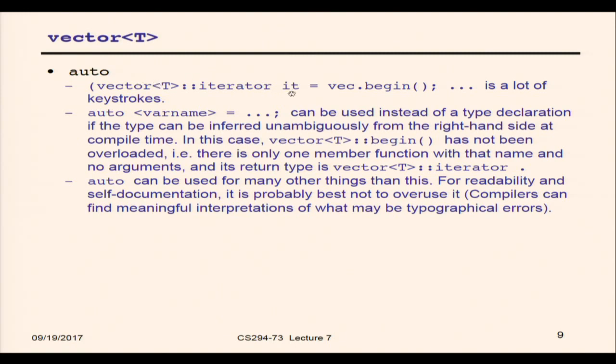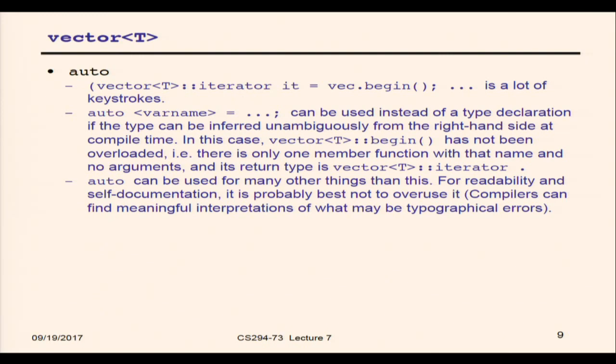And why could I do that? In this case, vector of T begin has not been overloaded. There's only one member function with that name and no arguments, and its return type is vector<T>::iterator. So because the right-hand side has an unambiguous return type, then we can use auto instead of all this other stuff.